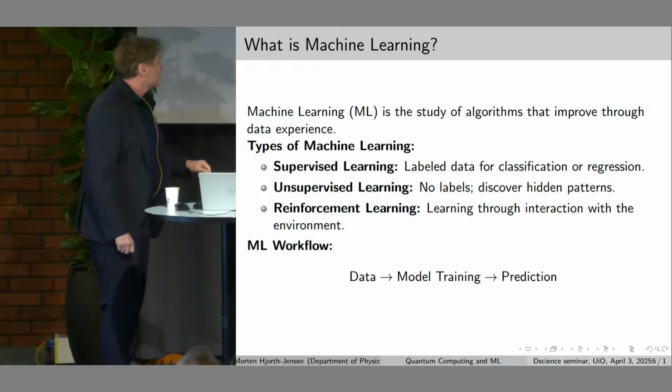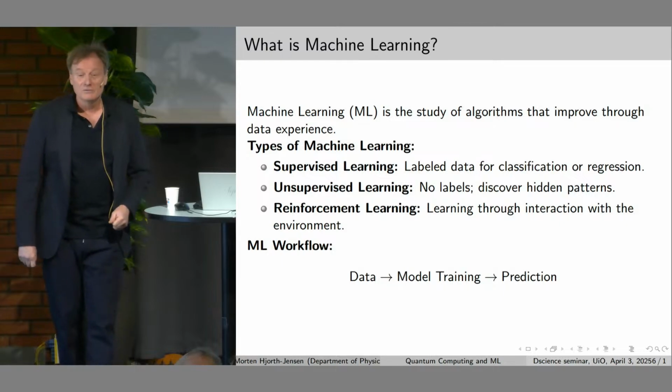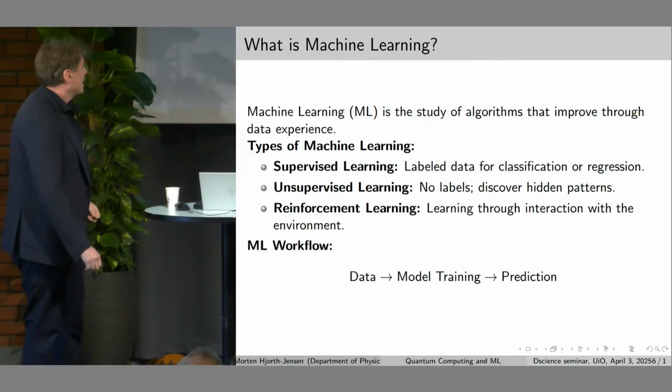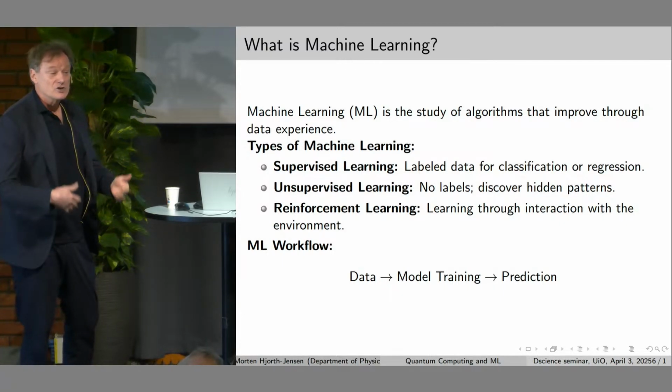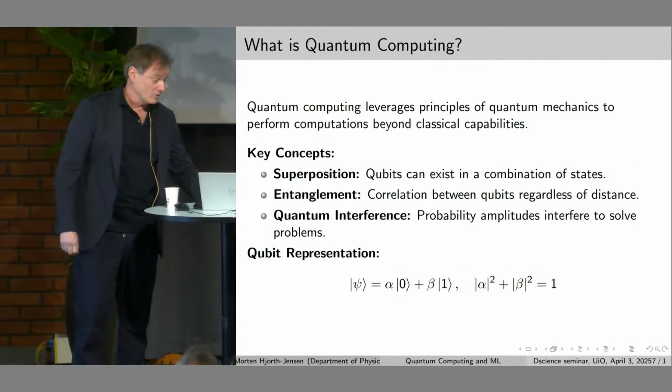And the typical workflow is that you have some data, you have a model, you train a model, and then you have some functions to assess the quality of the model, and then you make a prediction. That's a typical workflow.